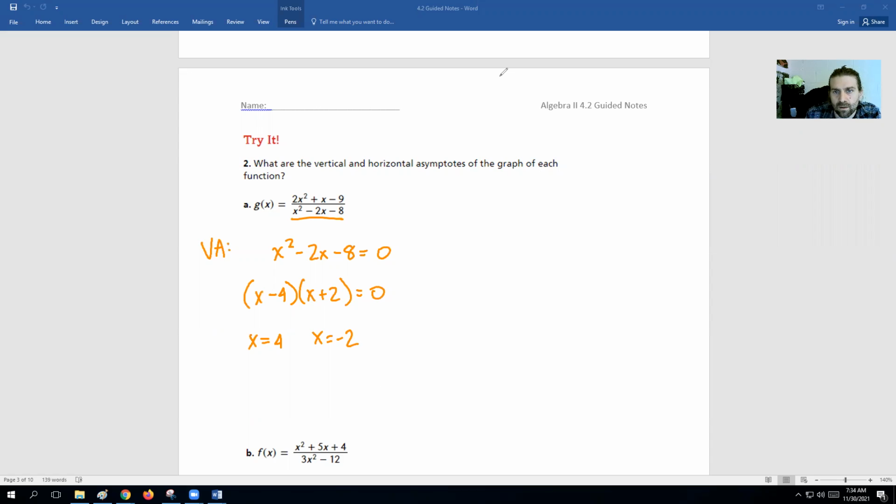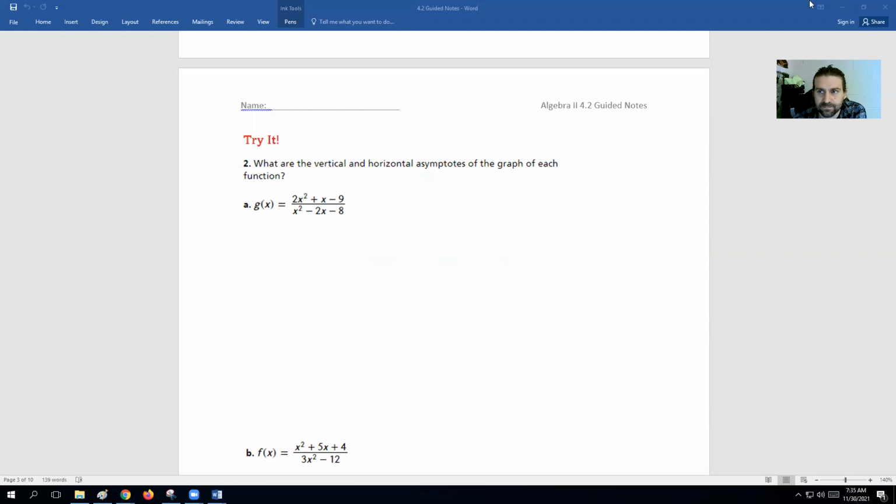Now, our horizontal asymptotes, we're going to look at our degrees. We have degree 2 and degree 2, so it's the same. So we're going to look at our leading coefficients, which are 2 and 1. So 2 over 1, so that means we have a horizontal asymptote at 2. Okay, so let's check this out. We think there's vertical at 4 and negative 2, and a horizontal at 2.